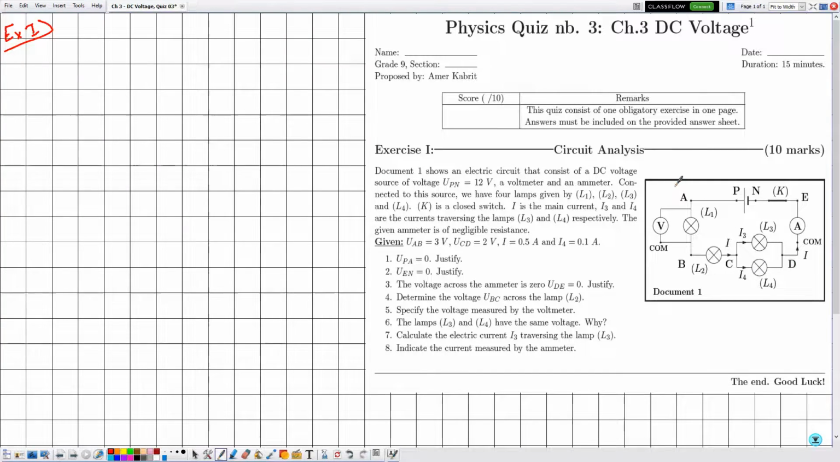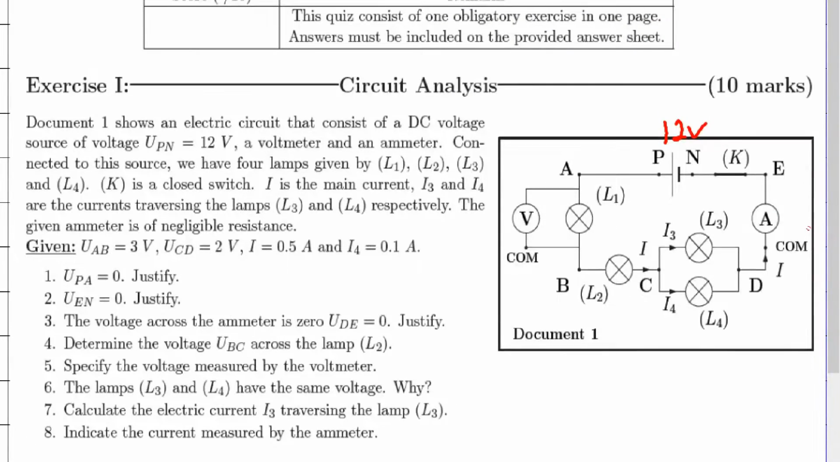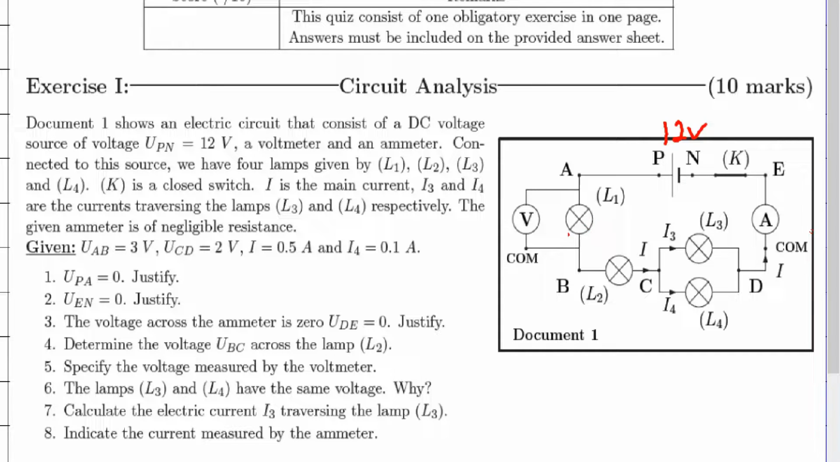It shows an electric circuit that consists of a DC voltage source of voltage UPN equal to 12 volts. The trick in solving such type of exercises is to write the applied voltage on the electric circuit itself. So here we have that UPN is equal to 12 volts, a voltmeter and an ammeter. Connected to this source we have 4 lamps given by L1, L2, L3 and L4. So these are the lamps.